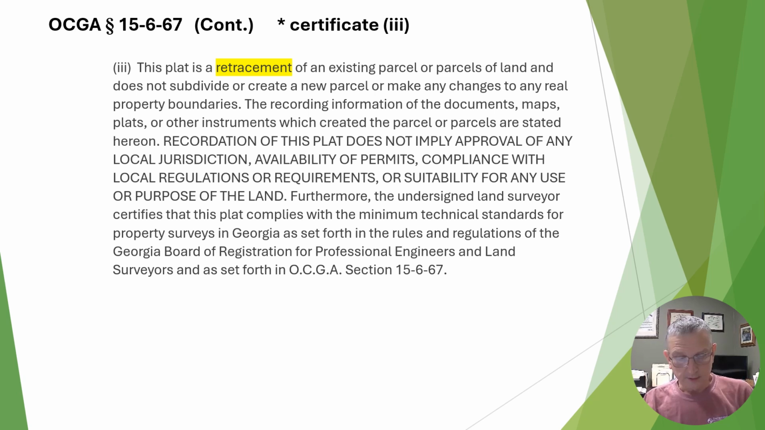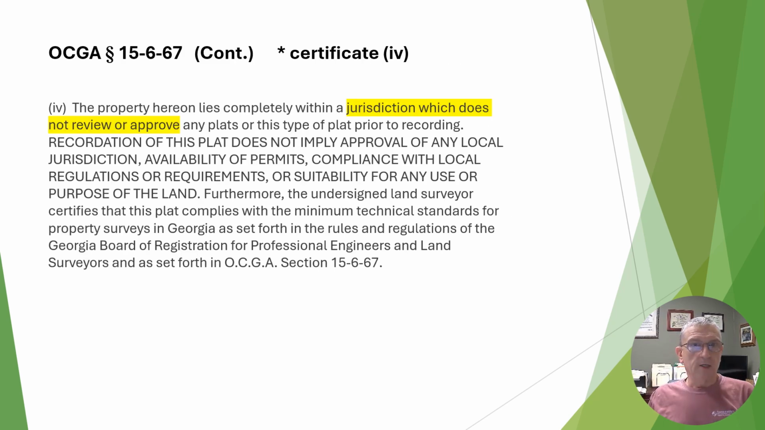So the clerk's office, or the county and city governments, were okay with this language, because if somebody brought them a plat recorded using certificate 3 and demanded a permit, they could point to these capital letters and say, "You should have noticed. You're on your own. We're sorry." And then they're clear. Again, the last sentence says the surveyor certifies that this plat complies with the minimum technical standards for property surveys in Georgia.